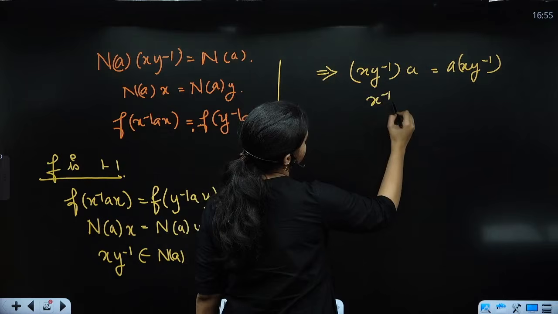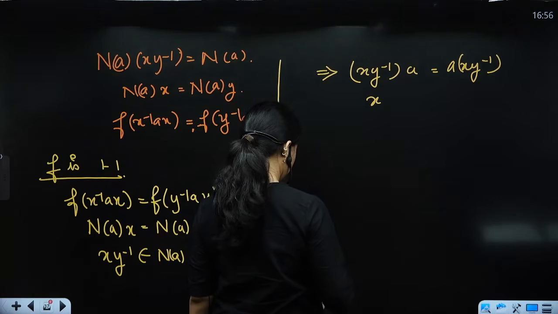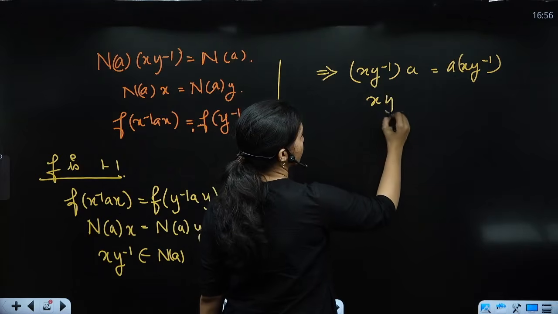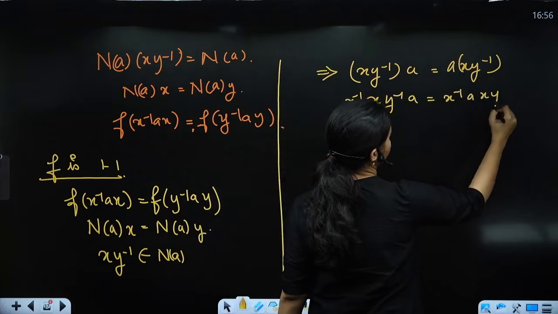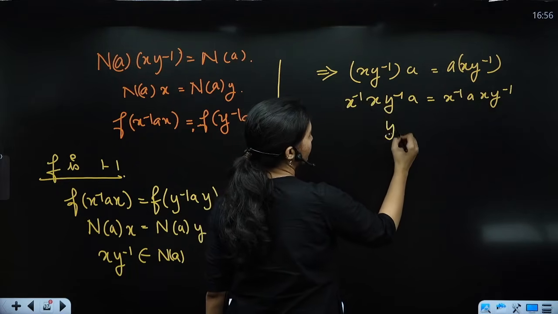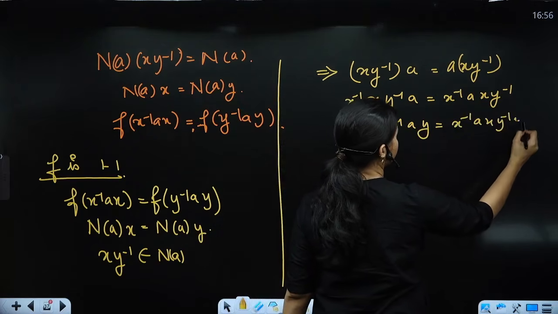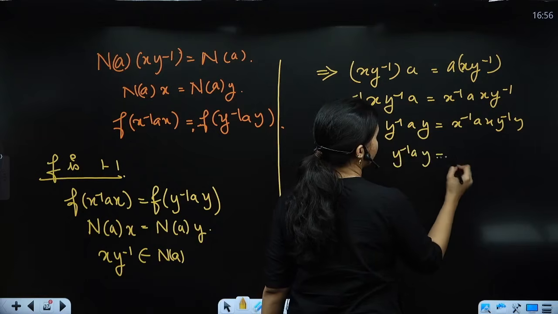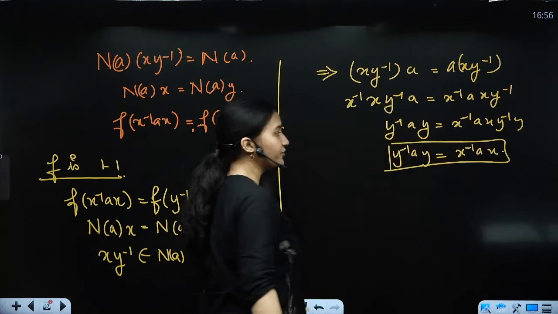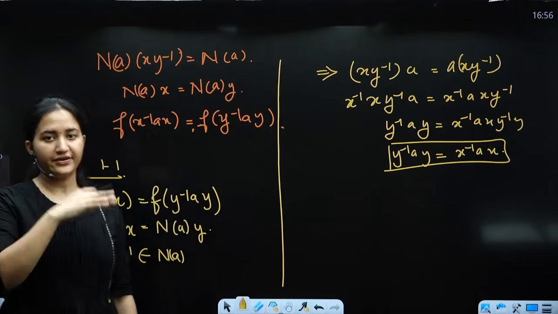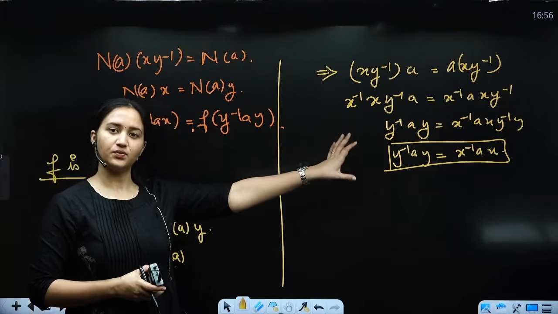Okay. x inverse, x y inverse a equals x inverse a x y, x inverse, right? This is going to be y inverse a y equals x inverse a x y inverse y. So y inverse a y equals x inverse a x, right? This is exactly what we wanted to prove, that the inputs are also the same. That means f(x1) equals f(x2) implies that x1 equals x2. So this means that the function is 1-1, right?